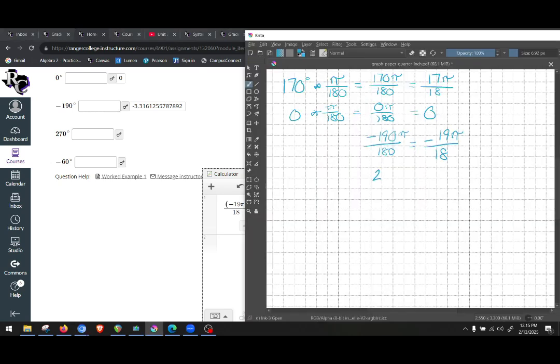270. Reduces to 27 pi over 18. We can reduce from there to 9 pi over 6. Reduce again to 3 pi over 2.